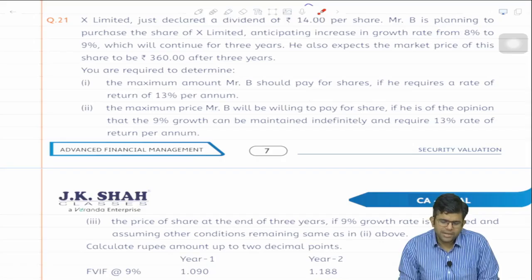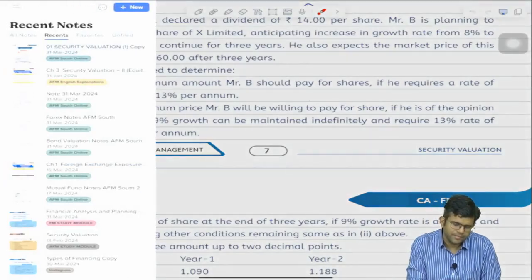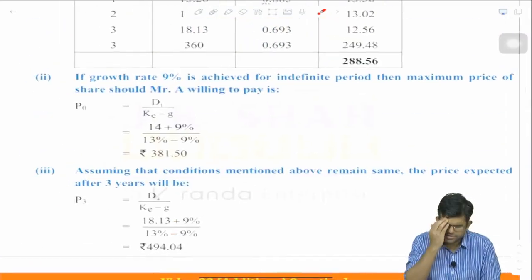Did you all understand that point number 2 is module number 1? They are asking you the value of equity today. And can I say you will straight away do D1 upon KE minus G? Everybody clear? No table, nothing required. Normal calculation, D1 upon KE minus G. Because now growth rate is constant at 9% from today only. Why do you want to do multi-step like that? The answer is 381.5.